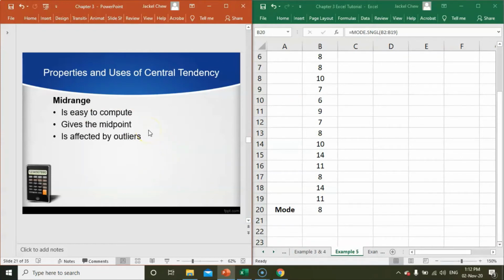And lastly, mid-range. Mid-range is also easy to compute and will give the midpoint. But the mid-range will be affected by outliers.